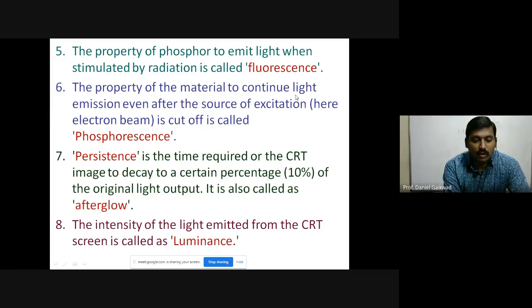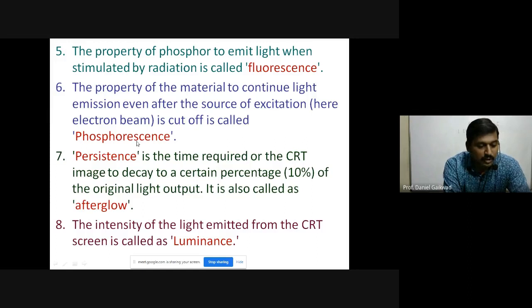So when we stop the excitation source, even then the material continues to emit light. When we switch off the source, we still obtain the glow, and that is called phosphorescence.